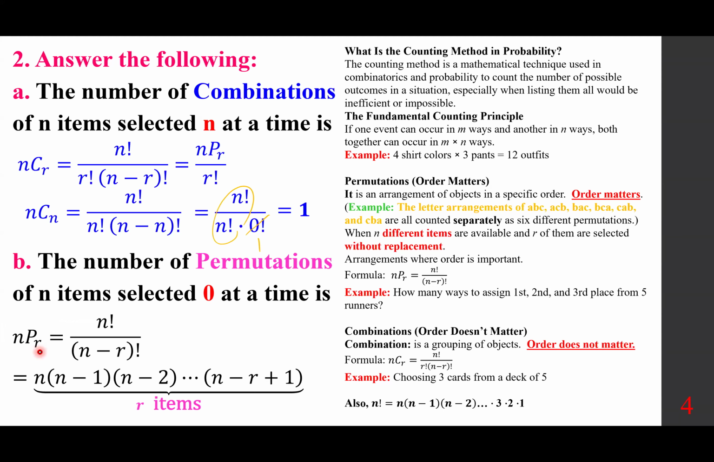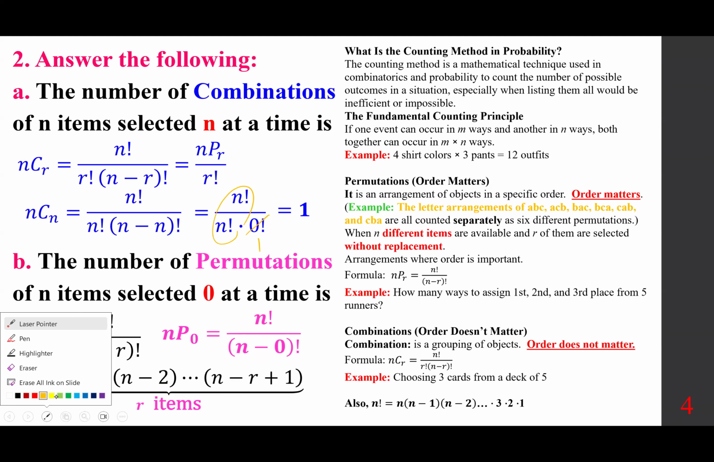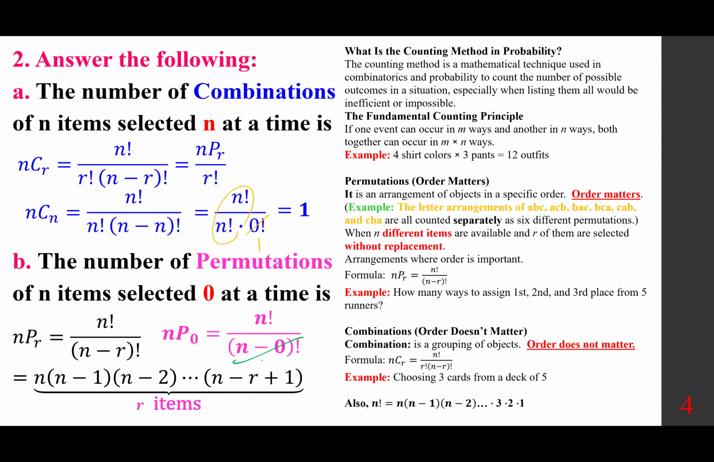In general, nPr, one way to write it is n factorial over n minus r factorial, or n times n minus 1 times n minus 2, all the way to n minus r plus 1. There are r items there. If we go with this formula, the numerator is n factorial, and the denominator, n minus 0, is also n factorial, and therefore the answer is again 1. Just wanted you to see how this works, okay?